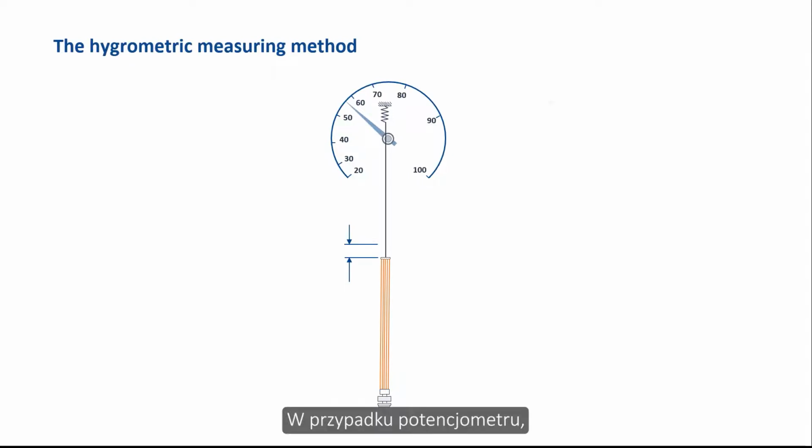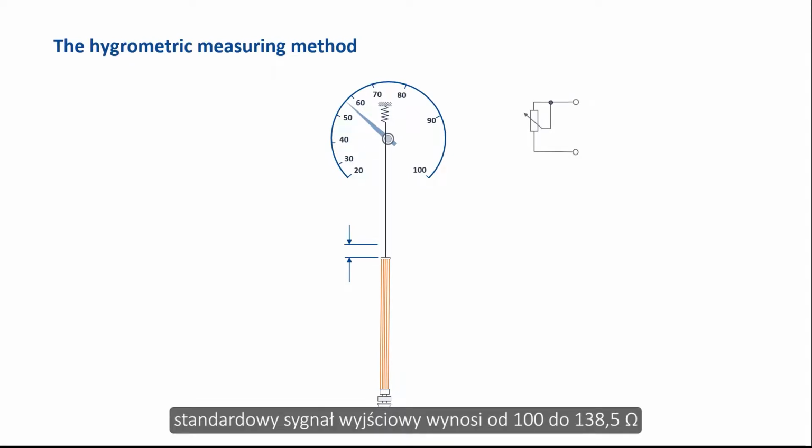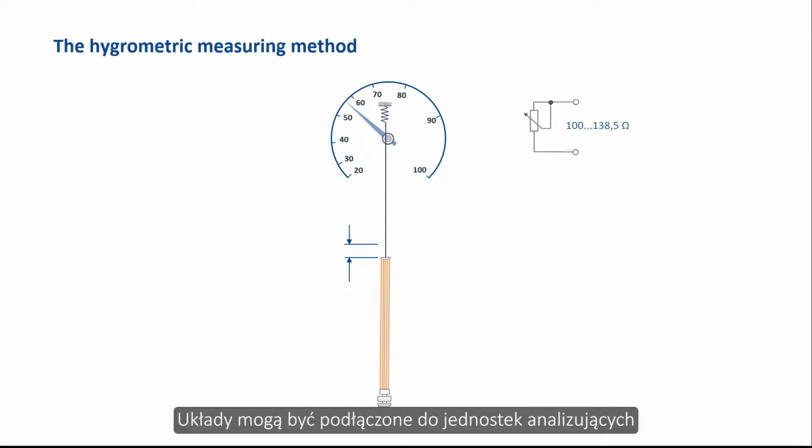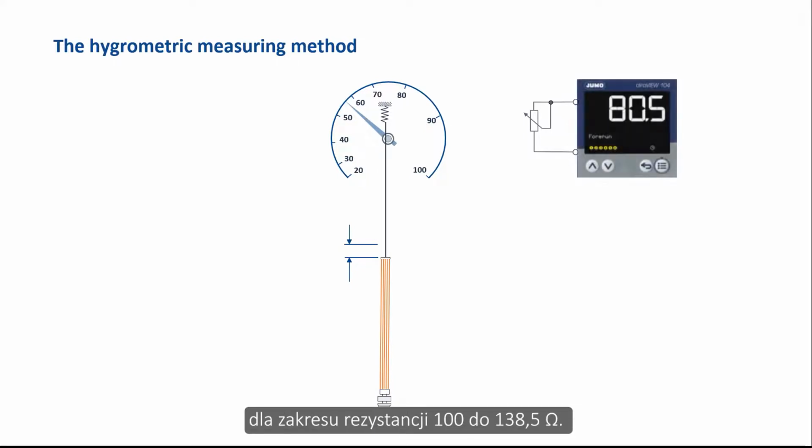In the case of a potentiometer, the standard output signal is 100 to 138.5 ohms and corresponds to a Pt100 signal. The systems can be connected to evaluation units for RTD temperature sensors Pt100 and output a relative humidity of 0 to 100% for the resistance range of 100 to 138.5 ohms. The systems determine only the relative humidity and no derived parameters.